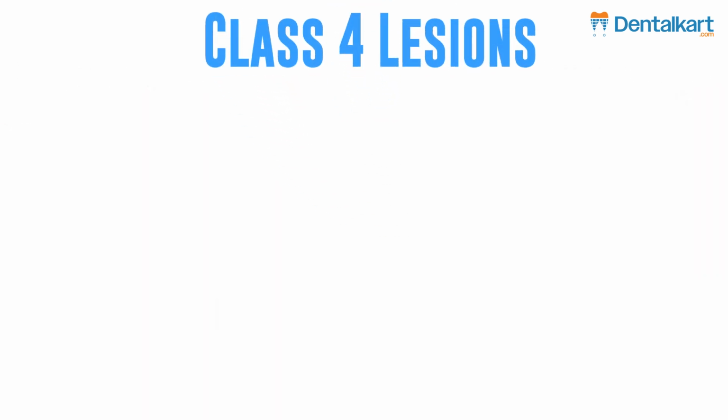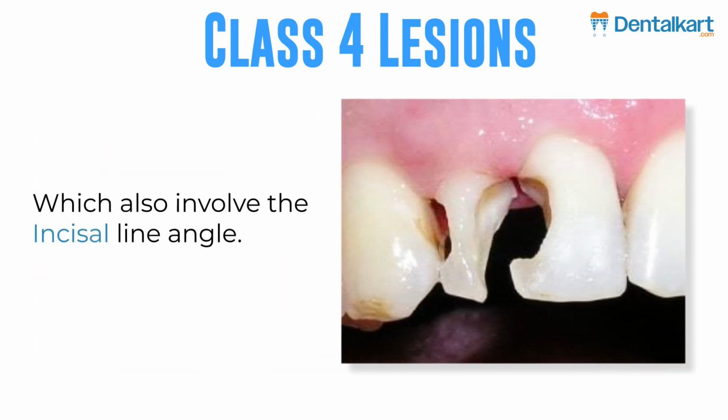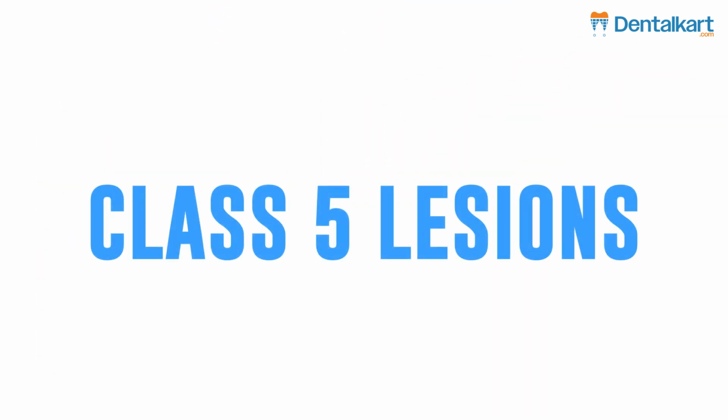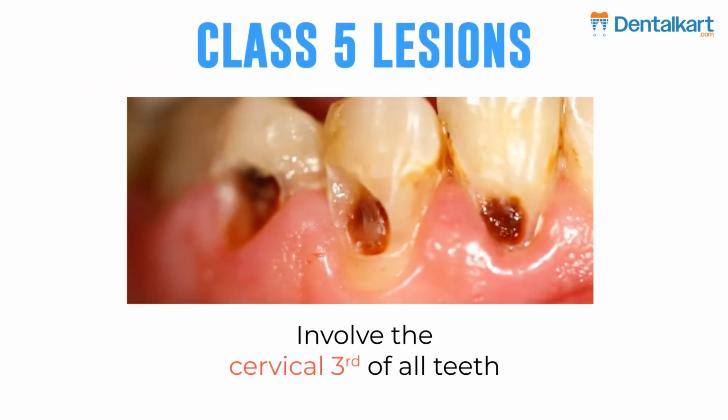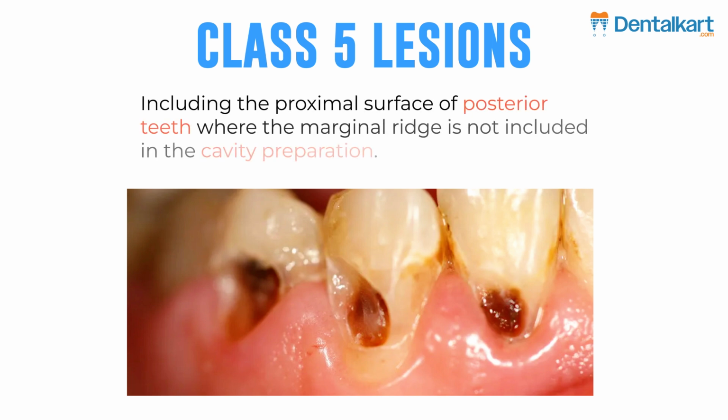Class 4 lesions involve all proximal surfaces of anterior teeth, which also involve the incisal line angle. Class 5 lesions involve the cervical third of all teeth, including the proximal surface of posterior teeth, where the marginal ridge is not included in the cavity preparation.